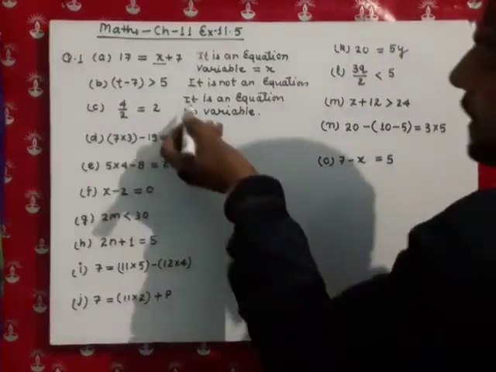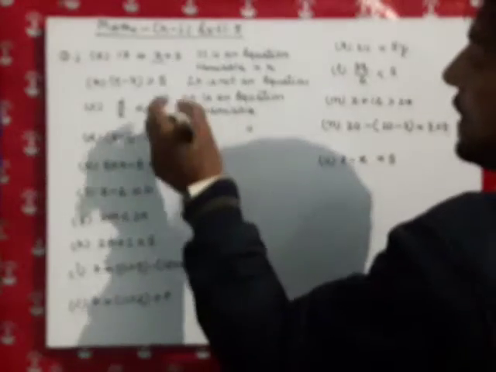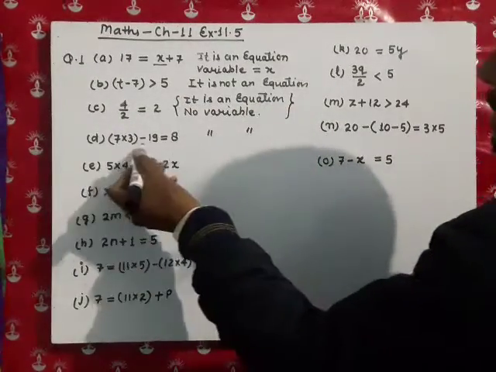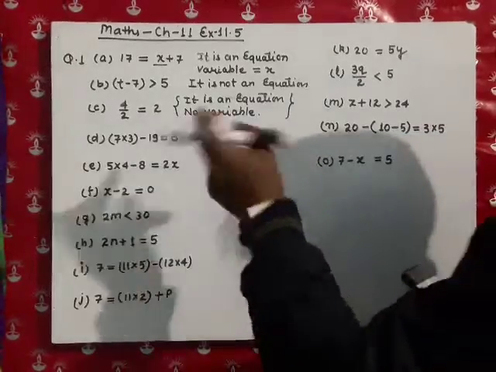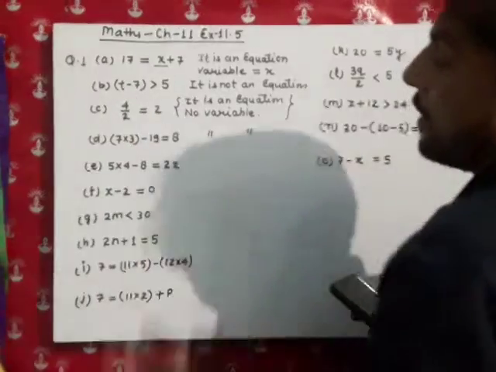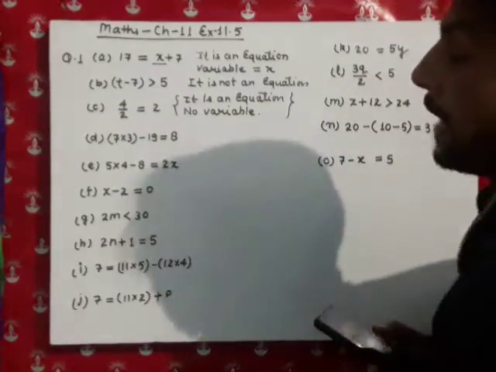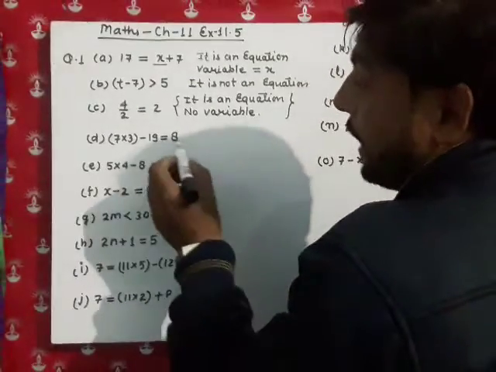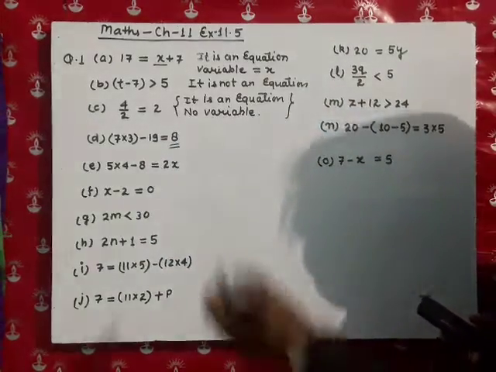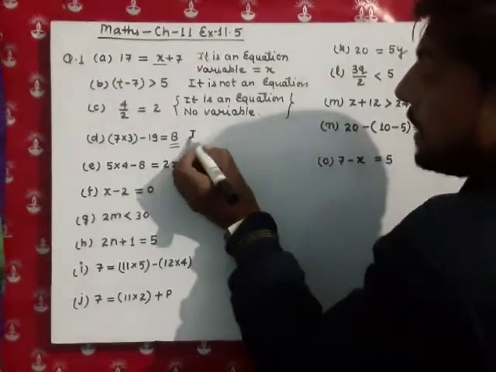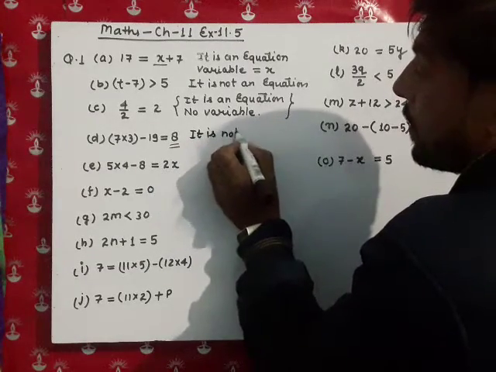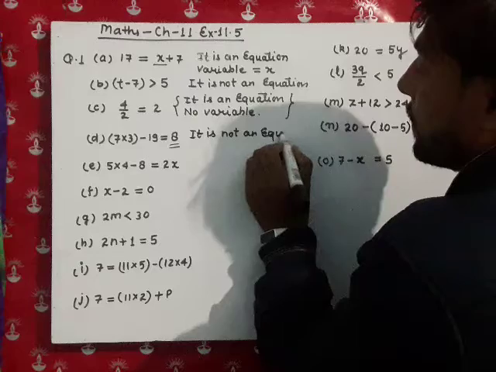Here in the D part, this is also an equation, but no variable. We can write the same thing. It is an equation because the equal sign is here. But now we have to check one thing. 7 times 3 is 21, and 21 minus 19 means only 2 is here, and the right side is given 8, so they are not equal. So we will write down it is not an equation.